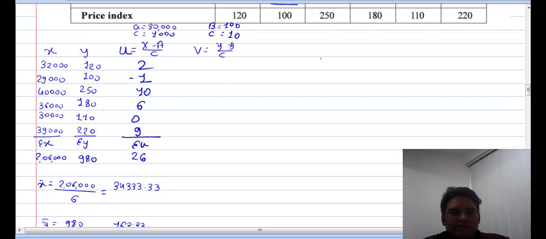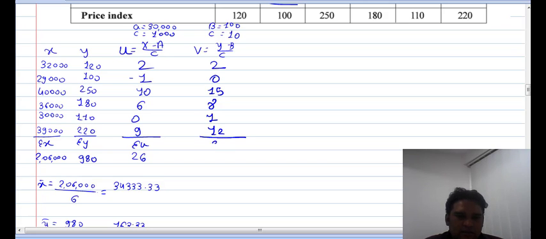Right, because you can see 120 minus 100 gives you 20. Every value, if you deduct it, gives numbers that are multiples of 10. So my common divisible factor would be 10. So here 2, this is 0, this is 1, 5, 8, 1 and 12. Now sigma v would come to 38.